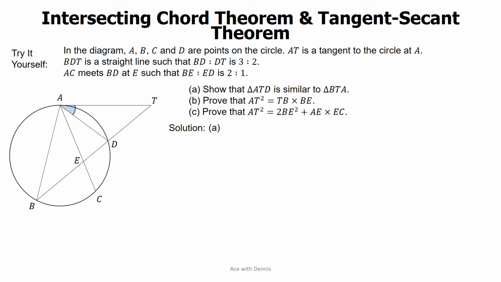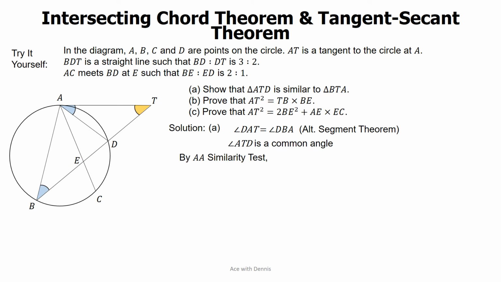For part A, this angle equals this angle, which is angle DAT equals angle DBA, because of the alternate segment theorem. This angle, angle ATD, is a common angle. Therefore, by AA similarity test, triangle ATD is similar to triangle BTA.